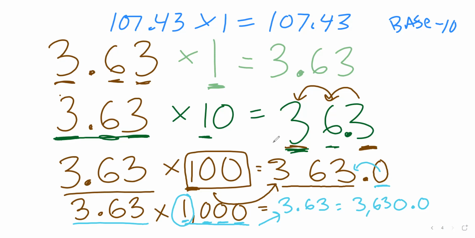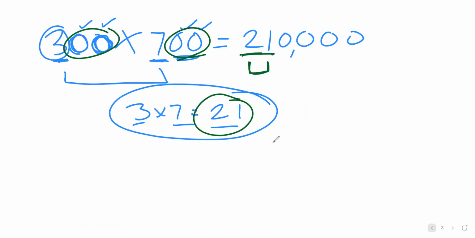So this is that base 10 concept with decimals. When using base 10, remember, it's always going to be 1 times what you have. So those digits don't change. But when you multiply it by something like a 10 or 100, it's all about place value. It's all about shifting. Let me try to model that again on another page here.